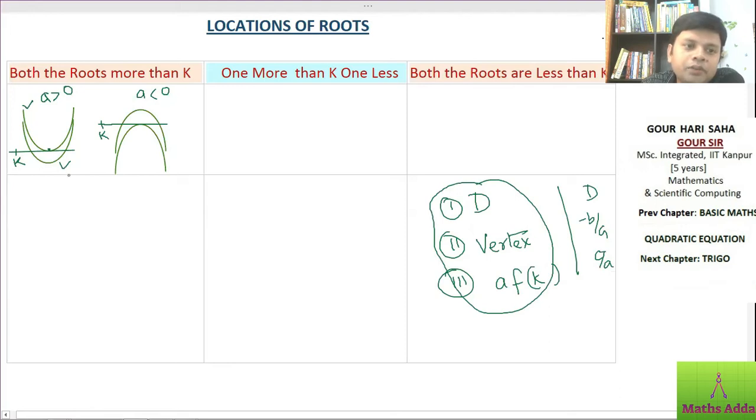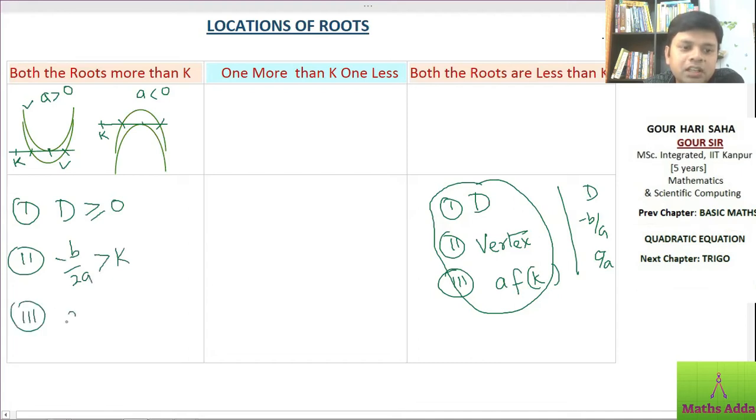So for both of them, what is the condition on D? D will be greater than or equal to 0, greater for distinct roots and equal to for the same root, right? So D is greater than or equal to 0. Second, where is the vertex? The vertex is on the right hand side of k. This means the x coordinate of the vertex is more than k, right? That is, minus b by 2a should be greater than k. That is the second condition.